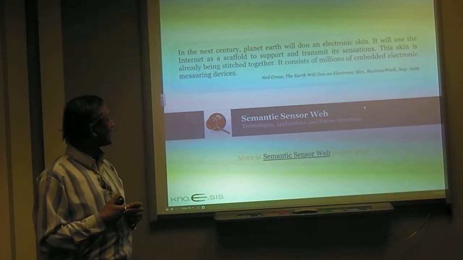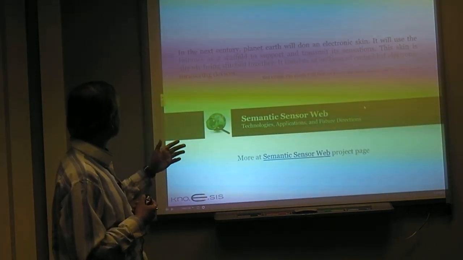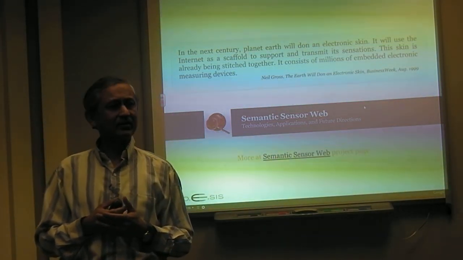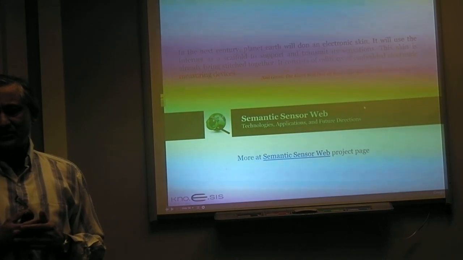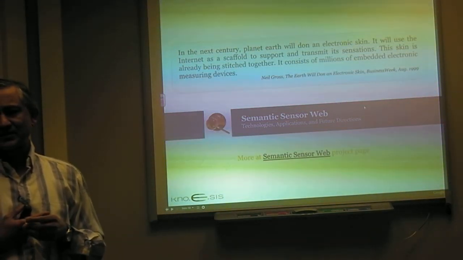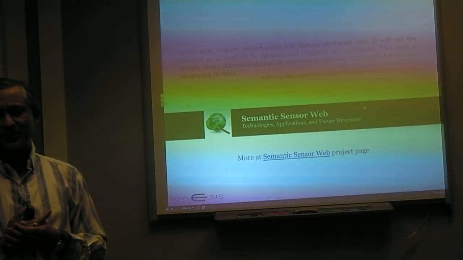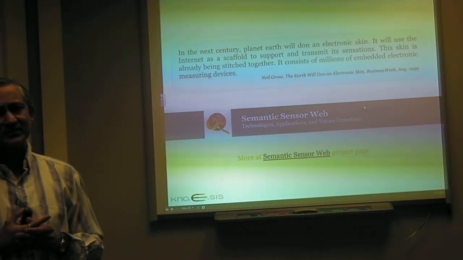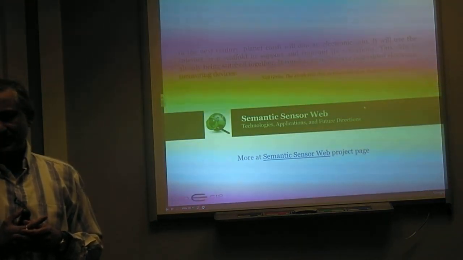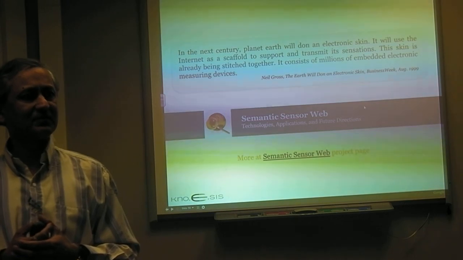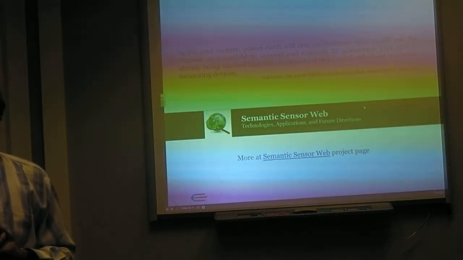Alright, so with that, this is a nice little thing. "In the next century, planet Earth will don an electronic skin and use the internet as a scaffold to support and transmit its sensations. This skin is already being stitched together. It consists of millions of embedded electronic measuring devices." Well, that's happening now. That was in 1999. It's already happening, and in a fast and furious manner, right?